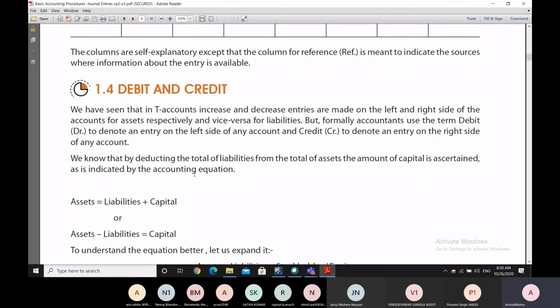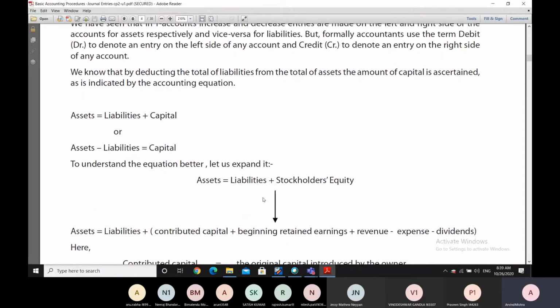So we know that when we reduce the total of the liabilities from the total of the assets, what we get is the capital. So here we have this accounting equation, assets equal to liabilities plus capital.